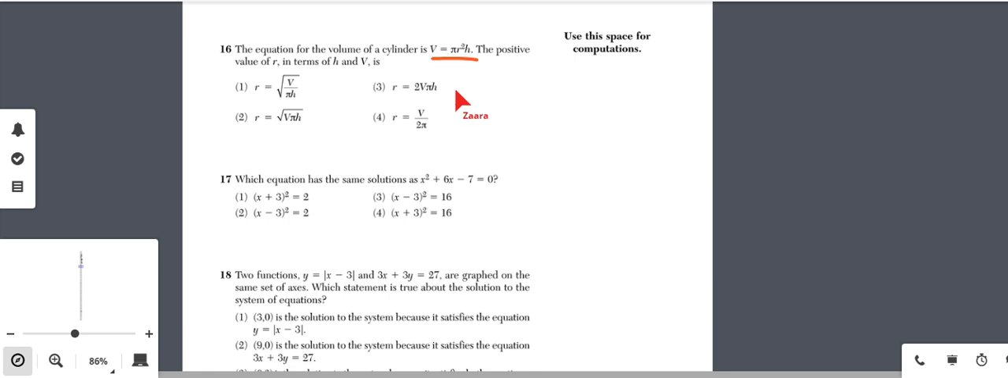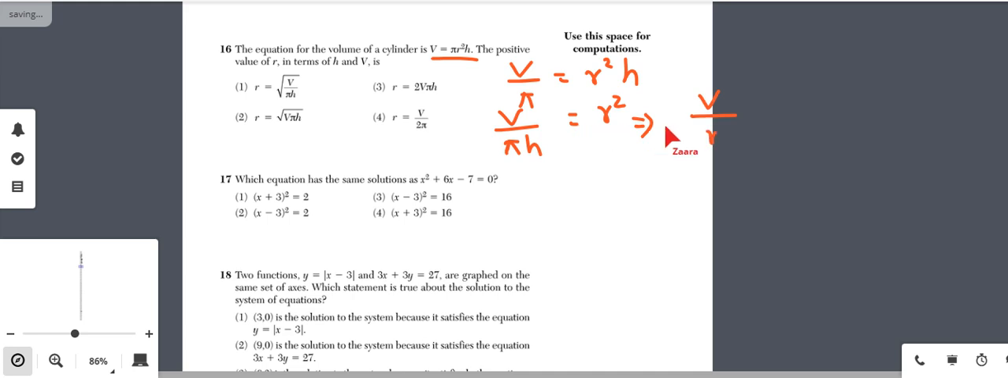Okay. So what we will do, first divide both sides by pi. So you will get V over pi equals r squared h. Now I have to make r my subject, so I'm dividing by h. So I will get r squared equals V over pi h. Now I'm taking the square root on both sides and I will get the square root of V over pi h. So the square root of V over pi h is the correct one.